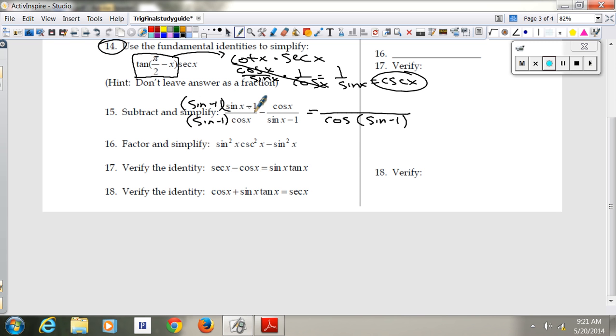This is going to need FOIL on top: first, outside, inside, and last. You're going to end up with a sine squared minus 2 sine, and then plus 1. And then the second fraction, you're going to multiply by the cosine on top and bottom, the other denominator, so that you'll have a common denominator here. So this is going to be a minus sign next, and then a cosine squared.